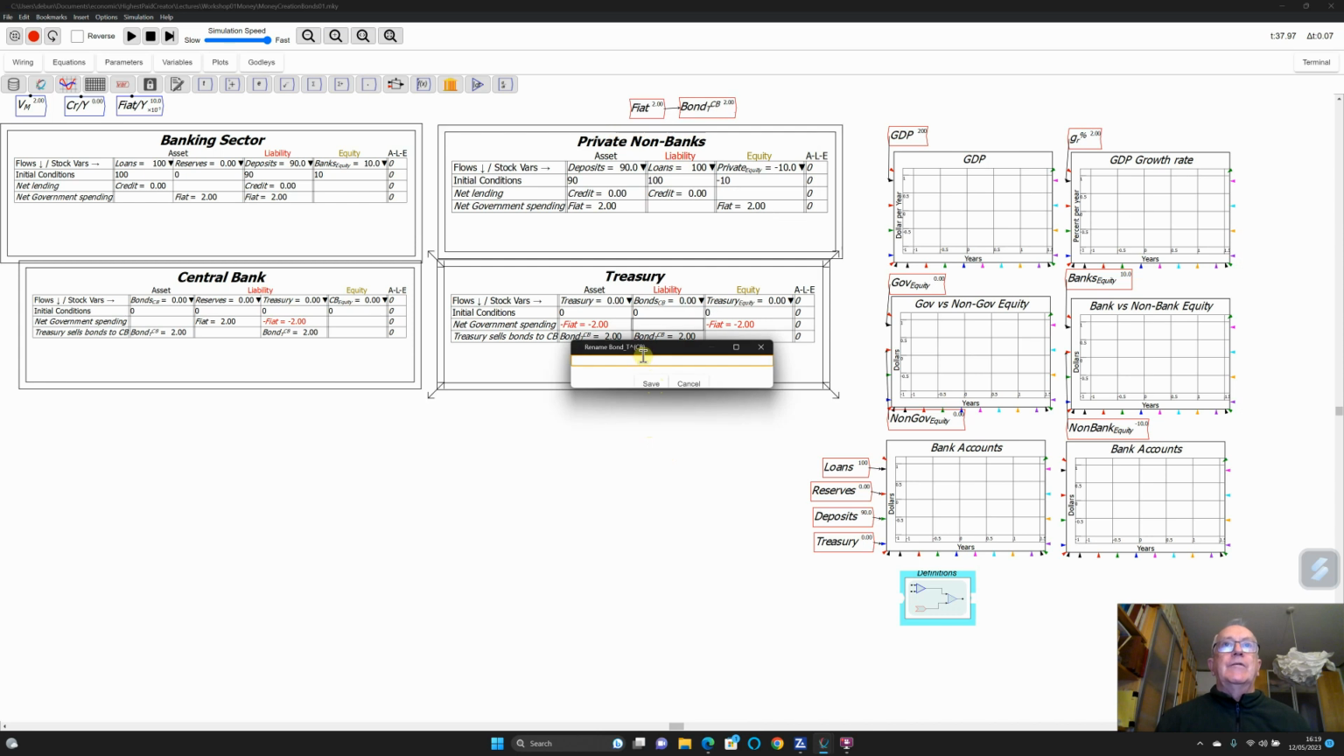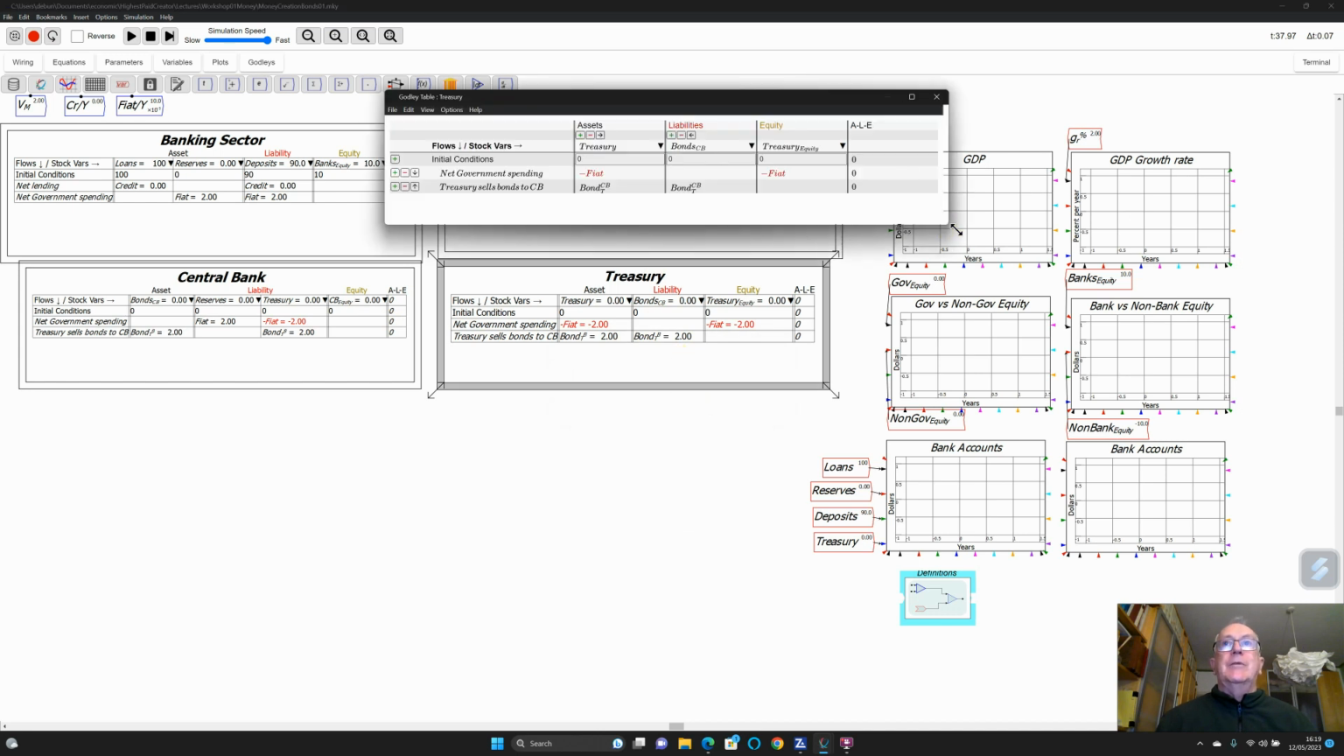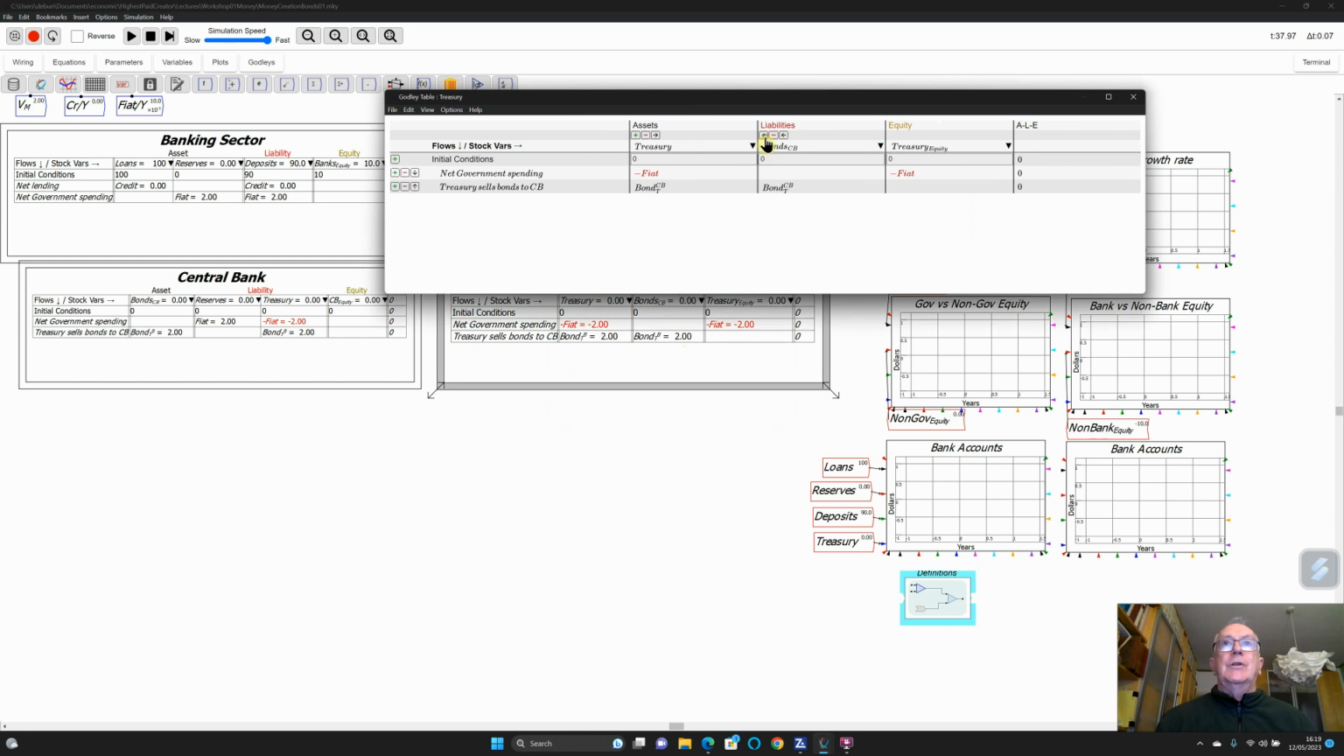I'm going to change that from being bond sales by the Treasury to the central bank, to bond sales by the Treasury to the banks. So that will now rename that particular element both here and in the two elements where it turns up in the tables. And of course, it's wrongly classified right now. I'm showing that as being bonds being sold to the Treasury when in fact it's being sold to the central bank. So I'm going to bring up the Treasury table and create an additional liability.